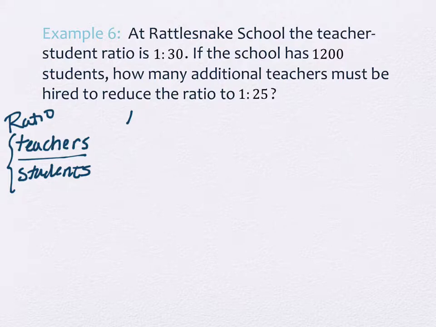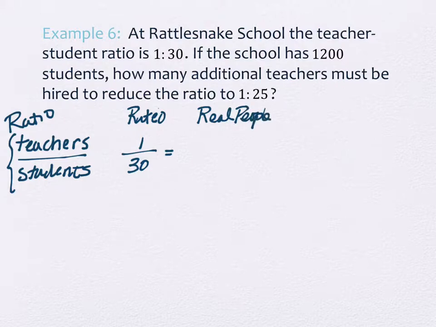And then on the other side, let me just pause right there. What is the ratio of students to teachers, or teachers to students, whatever? What did they give it to you? 1 to 30, right? That's the ratio. So this is my ratio. This is real people on the side. I don't know how many teachers I actually have in real people numbers, but I know how many students I have. What do I have? I have 1,200. So what this is going to allow me to do is figure out how many teachers I have.